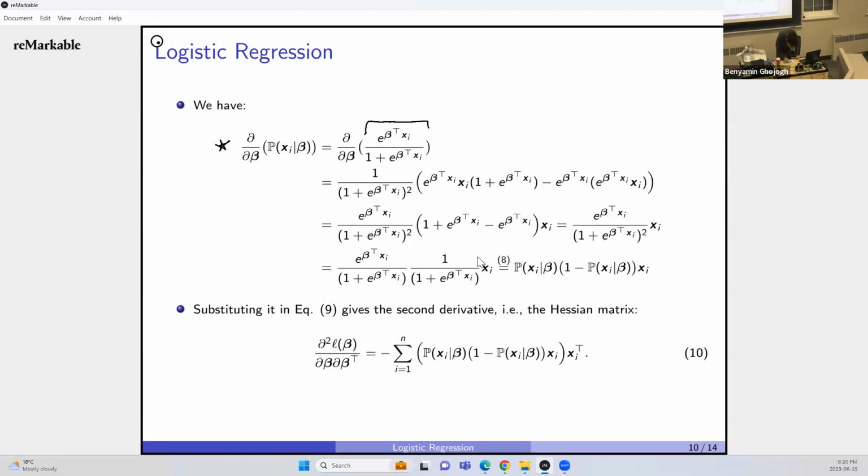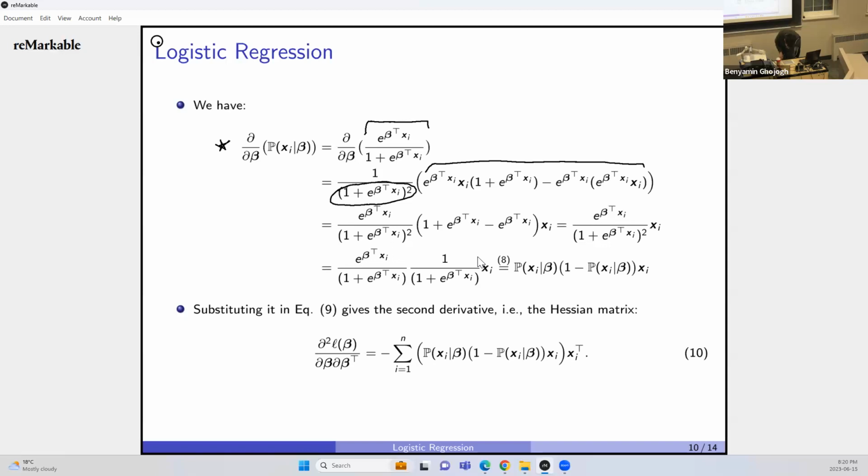So I need to take the derivative of this term, right? Now I use the formula for the derivative of a fraction. You know that, right? The denominator becomes a square. The derivative of the numerator times the denominator, minus the numerator times the derivative of the denominator. So this is exactly what I have done. I have used the formula for the derivative of a fraction.